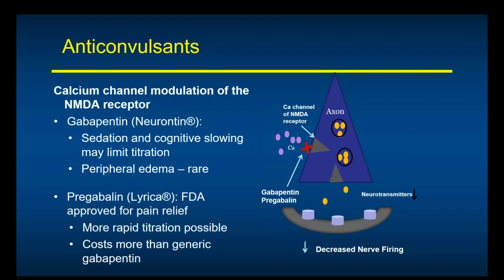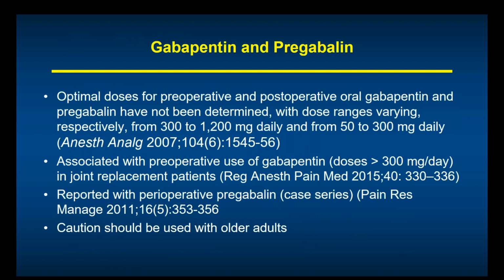So these drugs are channel modulators. They're membrane stabilizers, and they do interfere with the irritability of nerves and the firing of nerves and the transmission of painful impulses. Gabapentin and pregabalin are used preoperatively and postoperatively, as I mentioned, as pain prevention.